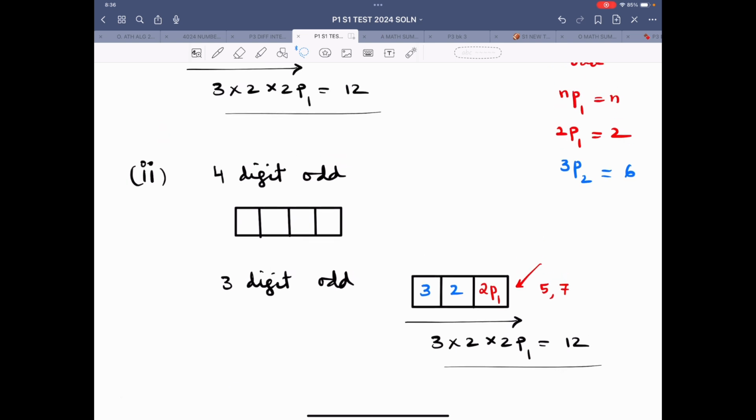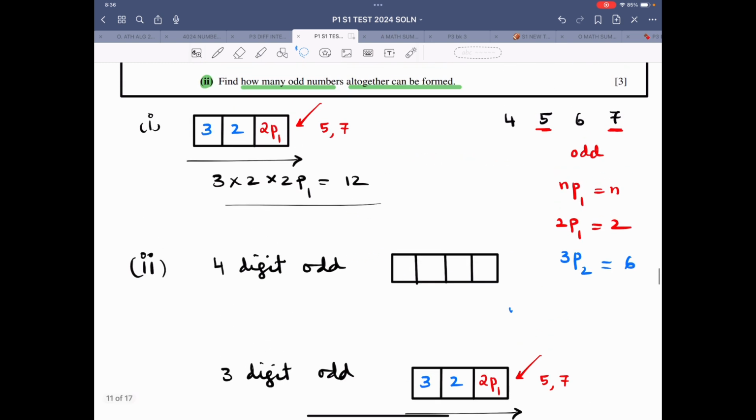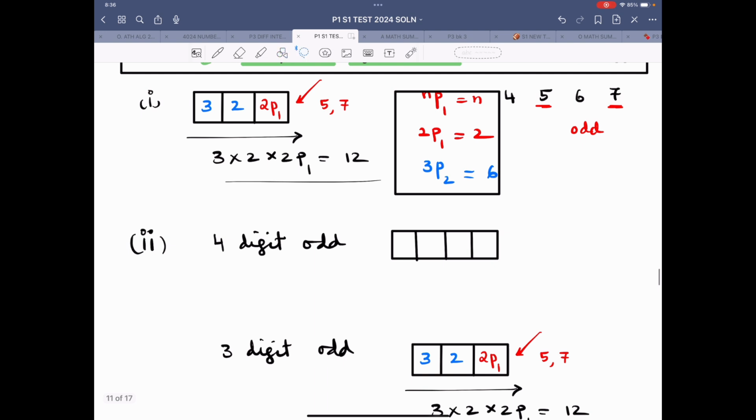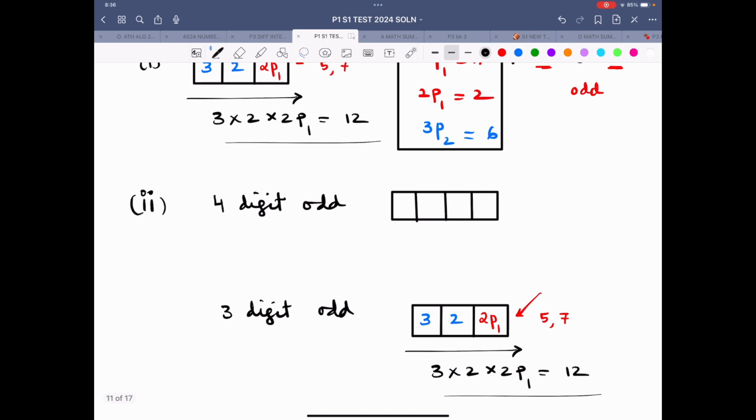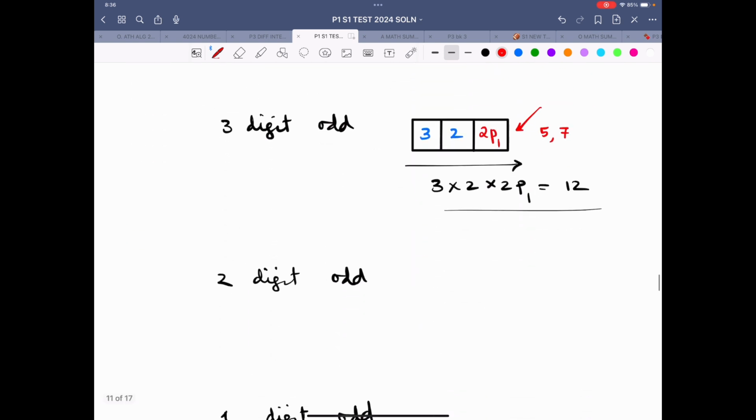4-digit odd number is what I am focusing on. So let me write it over here. Let me push this thing on the sidelines over here, something like that. Let me make a box and fill it in. And I'm very particular about the sizing. So now this looks good. Now 4-digit odd number, the last digit has to be odd. So the last digit could be 5 or 7, 2P1. Over here the last digit could be 5 or 7.